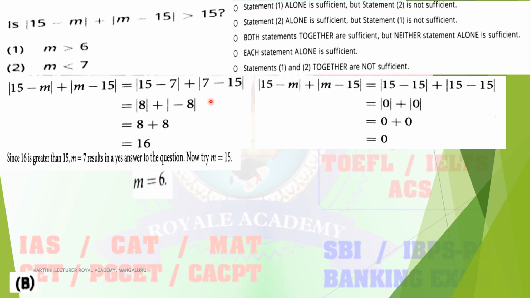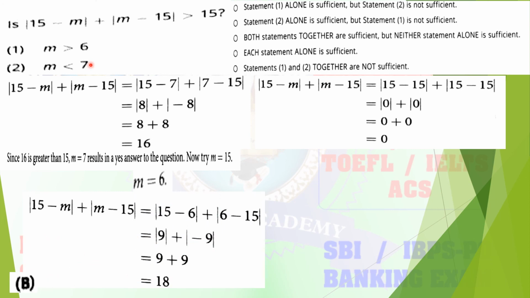Next, for the second statement, m is less than 7, so I will choose m equal to 6. Just substitute m equal to 6 here, and here also m equal to 6. You will get 9 plus 9 is equal to 18. You are getting the answer 18.